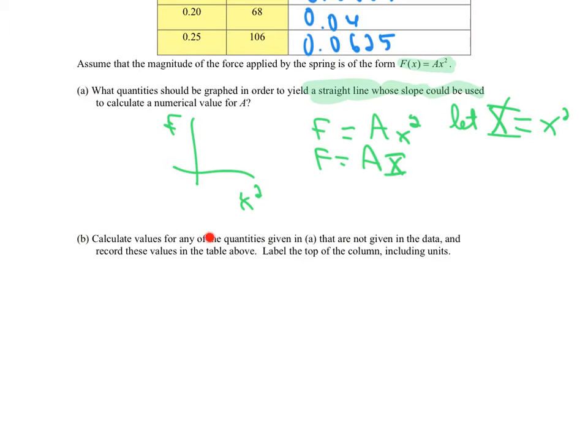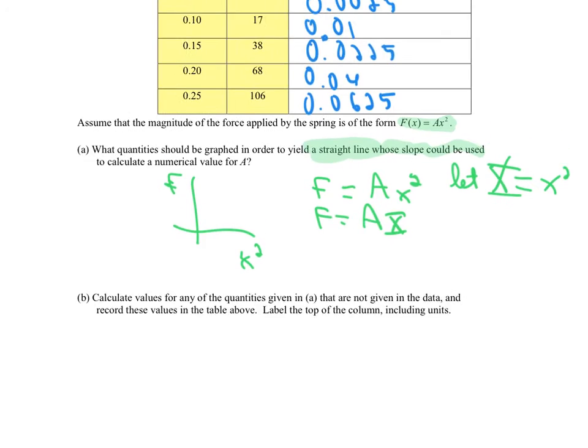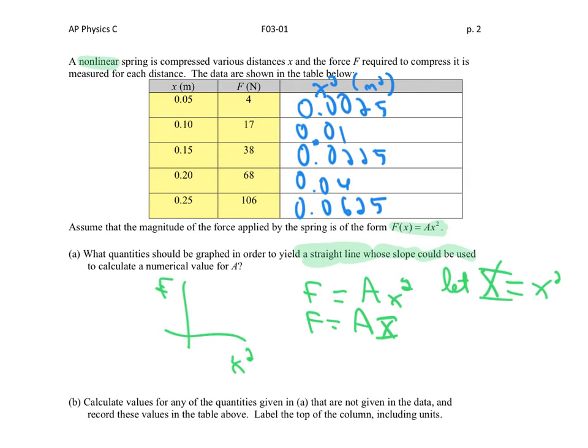Part B, calculate values for any of the quantities given in A that are not given in the data, and record those values in the table above. Label the top of the column, including units. I got a little ahead of myself, but that's what we have here, where we just square the x value and get x squared. And we get a couple points just for doing that.